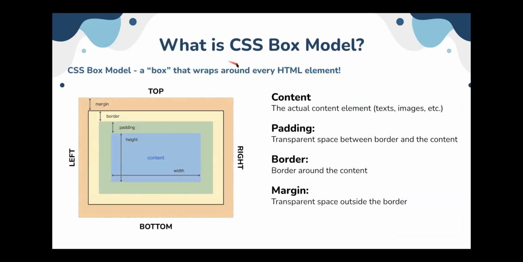And the CSS box model is defined as the box that wraps around every HTML element. So the content is the actual element itself, so we have text or images here. Padding is the space between this content and border. And then border is just the border around the element, and we can actually see this in our HTML with a color or anything. And then margin is the outside space.